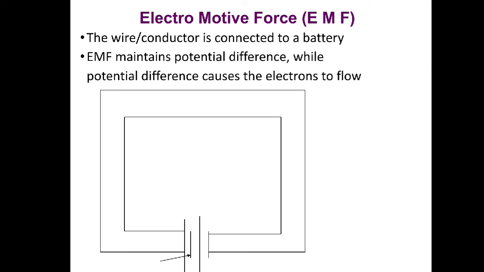Now the conductor is connected to a battery here. In this case, EMF maintains a potential difference, while the potential difference causes the electrons to flow. You can observe the battery on the left hand side has a positive charge, and on the right hand side it is negative, plus and minus here.